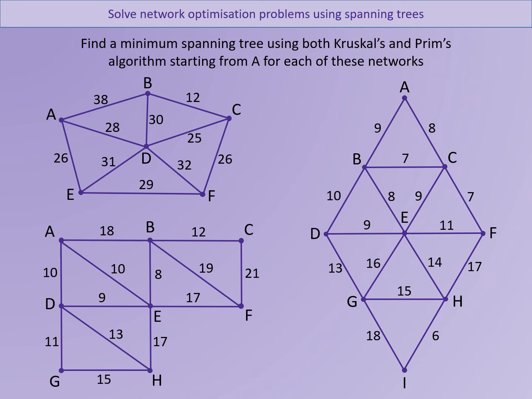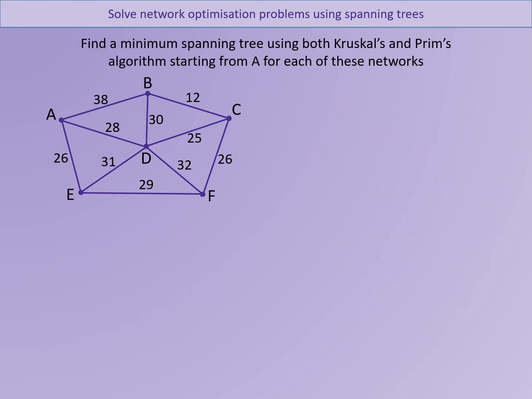Pause the slide now, and for each of the 3 networks, first use Prim's algorithm starting from vertex A each time, and then use Kruskal's algorithm to find the minimum spanning tree for each of the networks. So the first network.